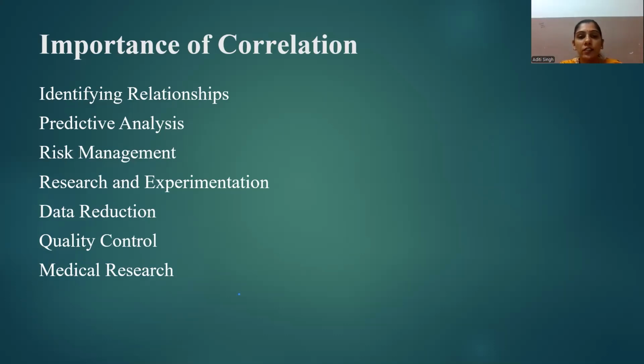Next is medical research. In medical research, correlation helps in understanding the relationship between various health indicators and their treatment outcomes, leading to better treatment plans and understanding of diseases. These are some of the importance of using correlation in various fields.